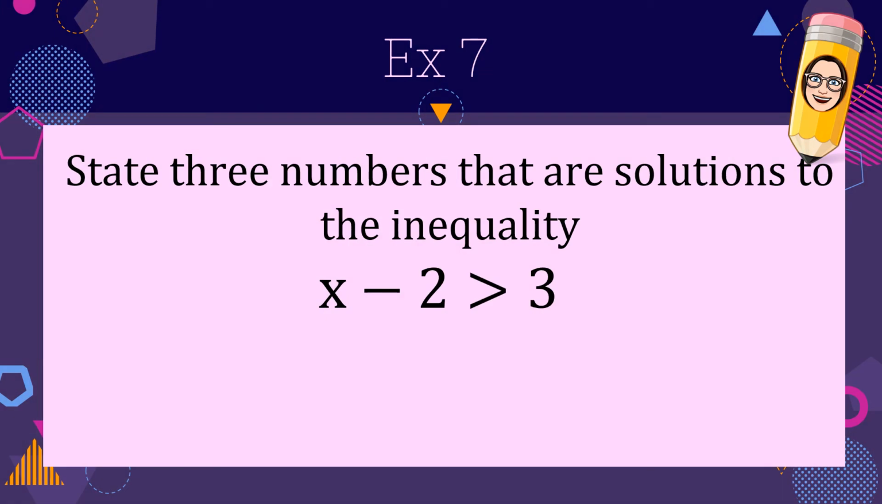Let's take a look at this last example. This time our goal is we are going to find 3 numbers that would make this true. I need to check 3 numbers. Now, I need a number that when I take away 2, I'm still bigger than 3, right? So my first thought is let's pick a huge number. Let's say 100. 100 minus 2 is 98. Yeah, that's definitely greater than 3.